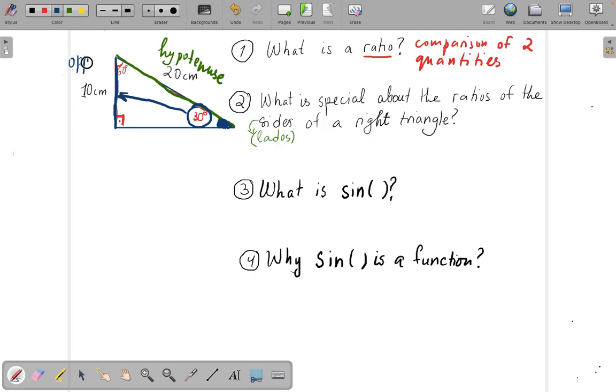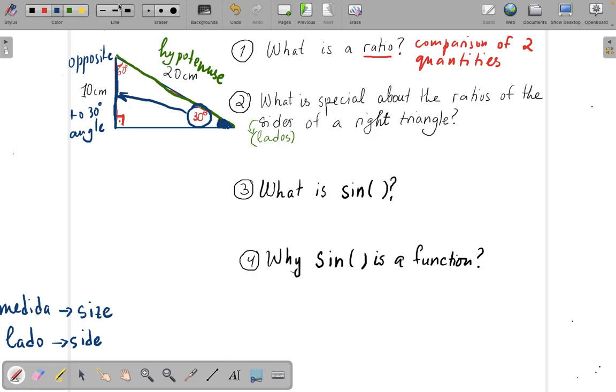opposite side, to 30-degree angle, okay, que es igual a 10 centímetros. Voy a comparar estos dos lados. Lado, in English, we call it side. Side, not size, side. Side significa lado. Medida, in English, we call it size. Pero en este caso estamos hablando de lado, so we talk about side.